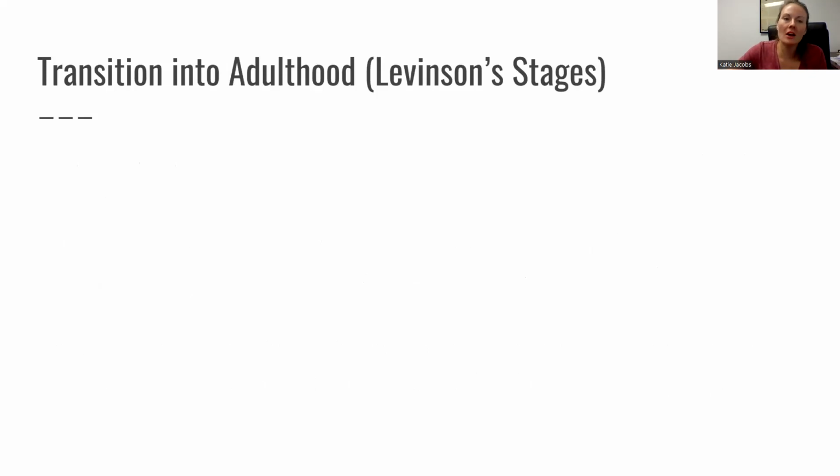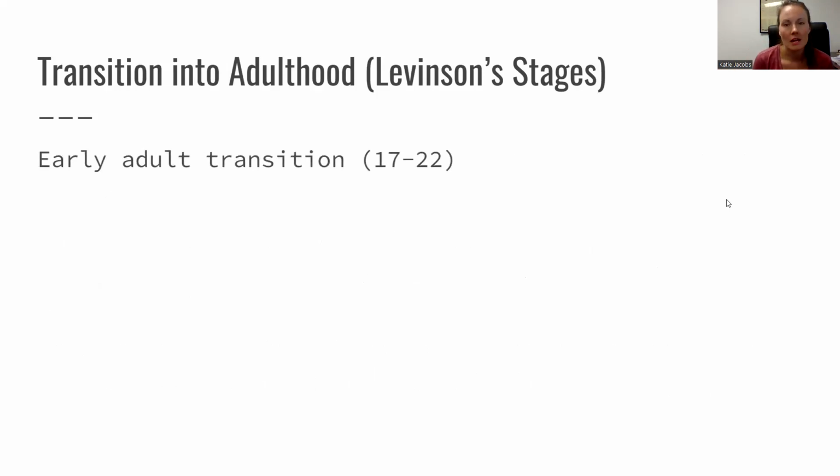And so this moves us on to some transitioning into adulthood. So this is Levinson's stages. And he breaks these up by age. So the first stage of Levinson's stages is early adult transition. And this typically happens between ages 17 and 22. And this is leaving home, leaving family, and making some of those first decisions about career and education.